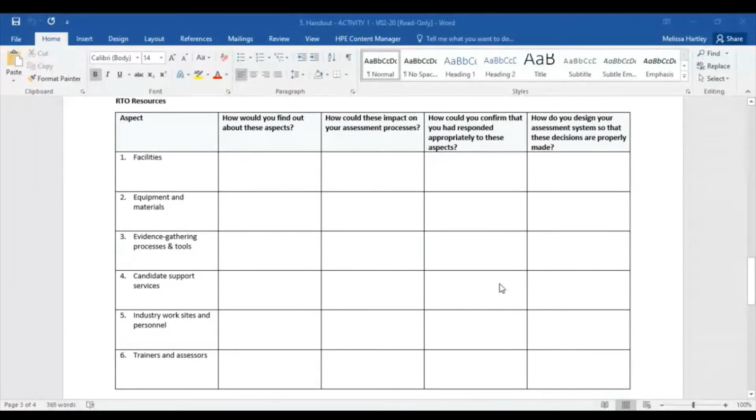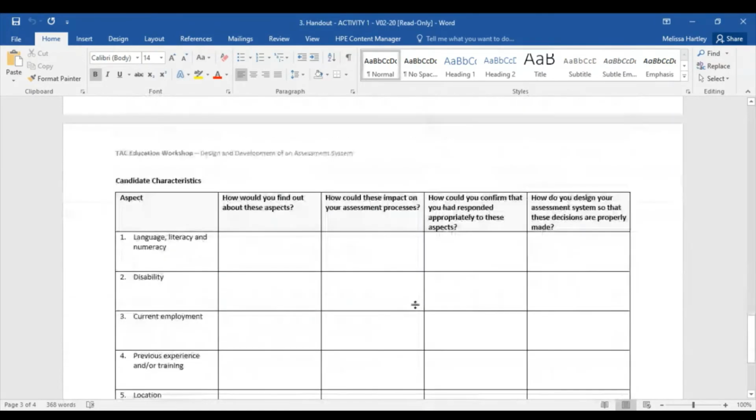Oh, terrific. The next influence is resources. RTO resources will impact on how you assess. For example, what facilities do you have? Do you have workshops? Do you have suitable classrooms? What facilities do you have available? What equipment and materials do you have available? What evidence gathering processes and tools can you legitimately call on? Do you have candidate support services? Can you call on local industry work sites and personnel? What trainers do you have? And assessors do you have? All of those things could impact on how you decide to assess.